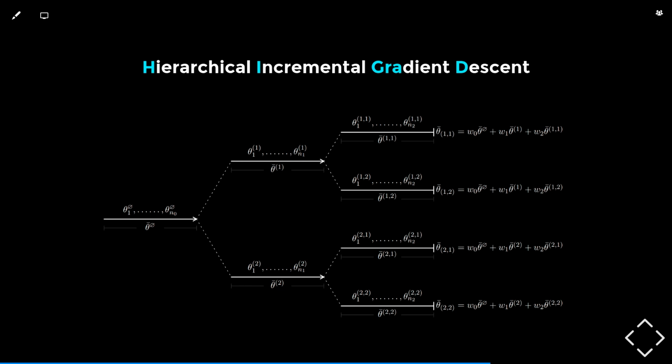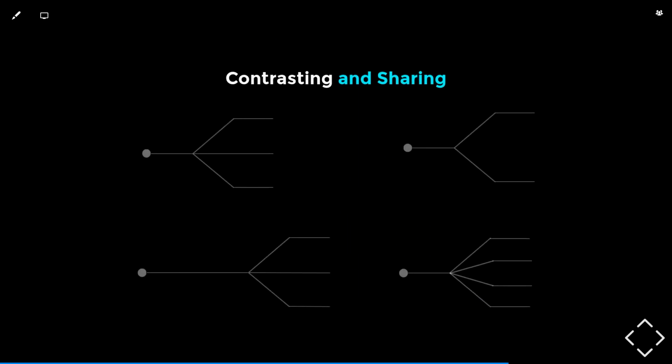Yeah. So another thing to understand within the algorithm, and these are the two most important hyperparameters of the HiGrad algorithm, the underlying ideas being contrasting and sharing.